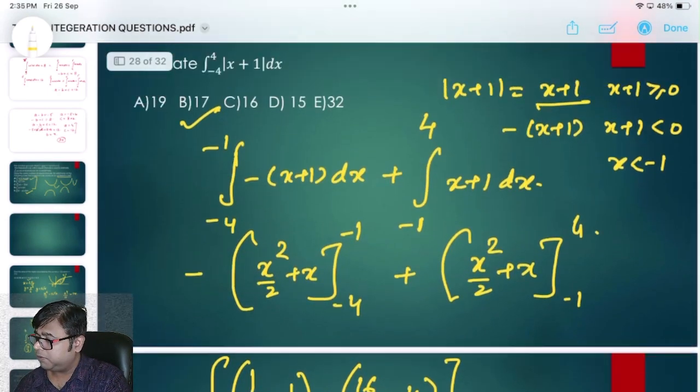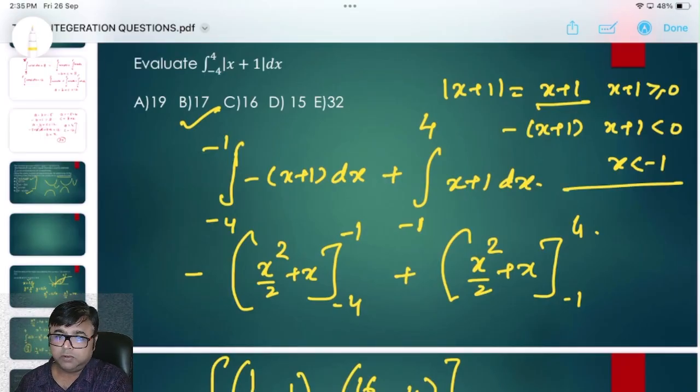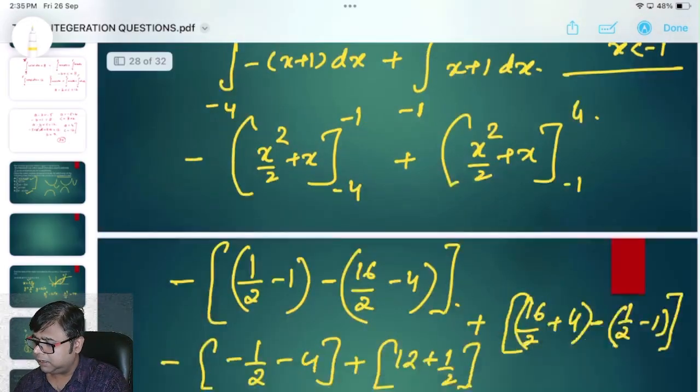Right? So this is important. This part is very important. You have to split it into two integrands, since it's minus 4 to 4 and the mod is always positive. So you have to see wherever it is negative, you have to put a minus sign. Yes.